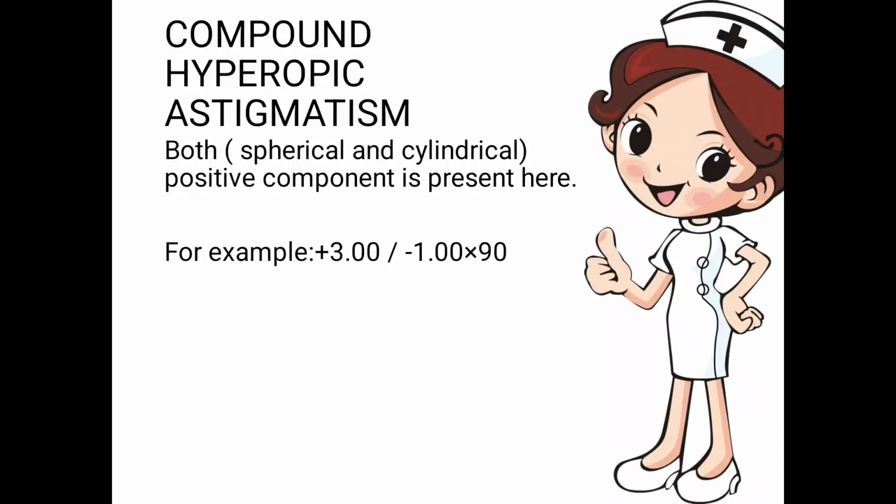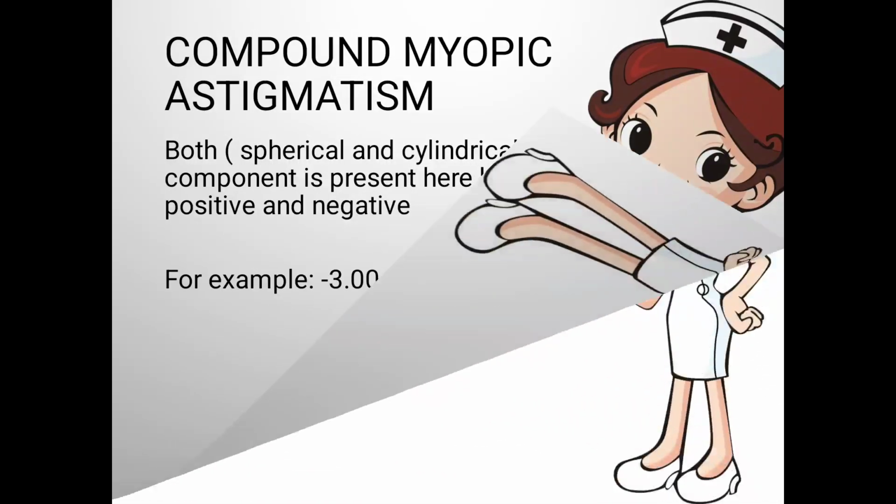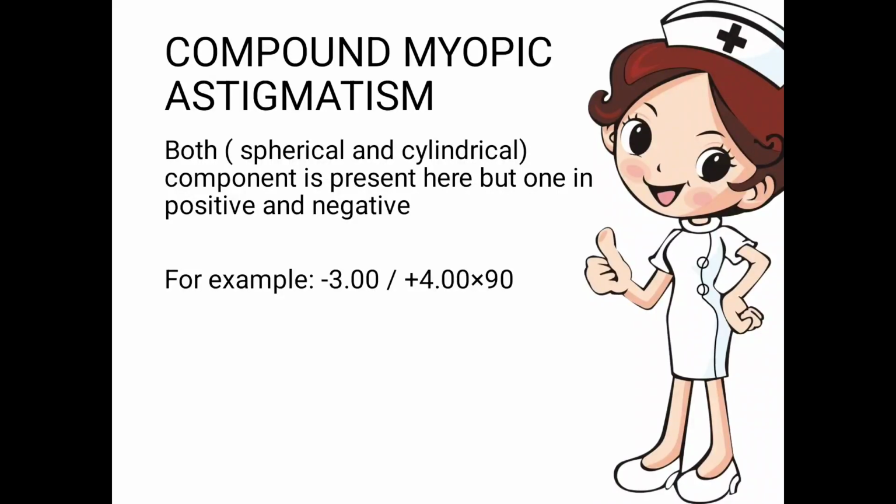Next one is compound hyperopic astigmatism. In this also both components are present but in plus. So here it will be plus, +3 with +1 at 90 degrees. Next one, mixed astigmatism. In mixed astigmatism, both components are present, one in plus and one in minus. So -3 with +4 at 90 degrees is a mixed astigmatism.